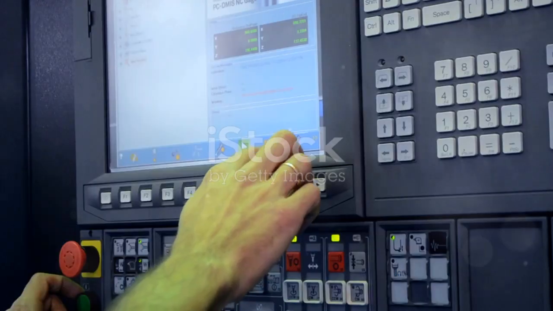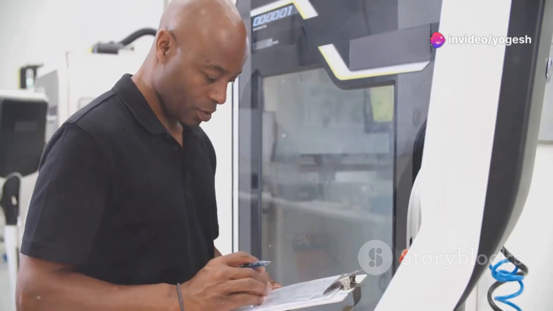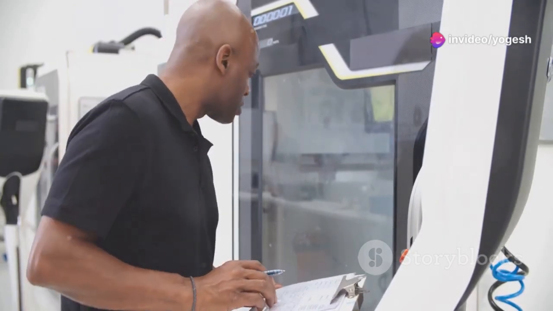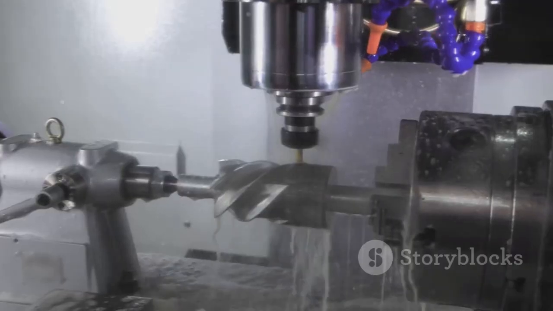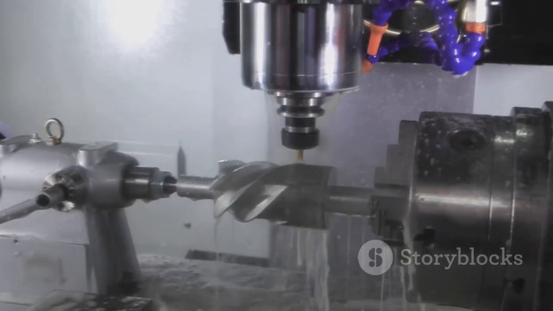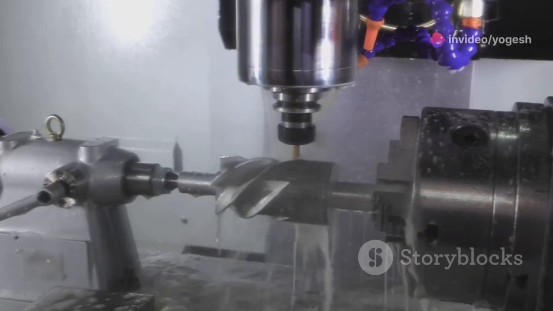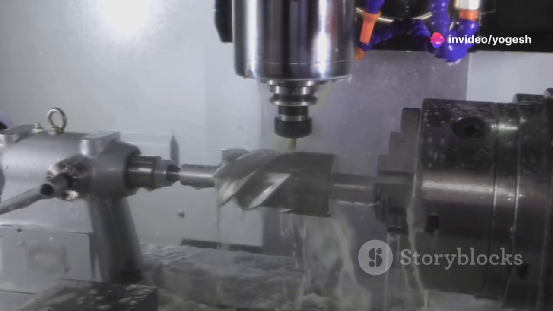Section 4. Navigating the world of G-codes and M-codes. The language of CNC programming revolves around G-codes and M-codes, which provide specific instructions to the CNC machine. G-codes, short for preparatory codes, govern the movement of the cutting tool. They dictate the path, speed, and coordination of the axes, enabling the machine to execute precise cuts and movements.